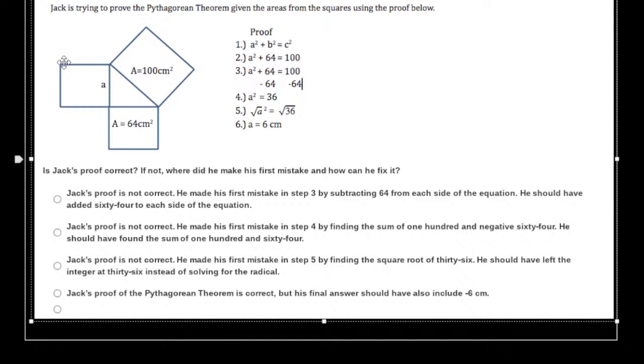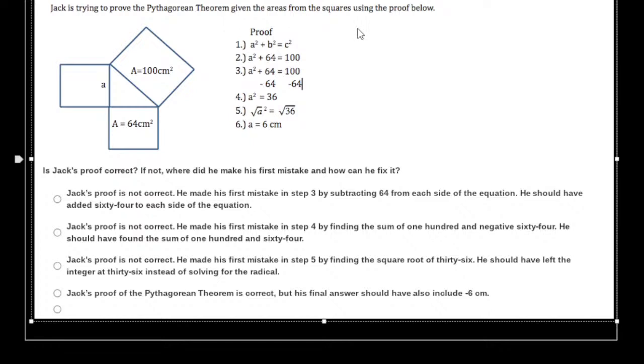The problem is: Jack is trying to prove the Pythagorean theorem given the area from the squares using the proof below. Okay. So here, the area on this diagonal is given as 100 centimeter square, and here the area is 64 centimeter square. Now this is a square, so I can find the side length by taking a square root. If I say the area of this part is going to be a square.